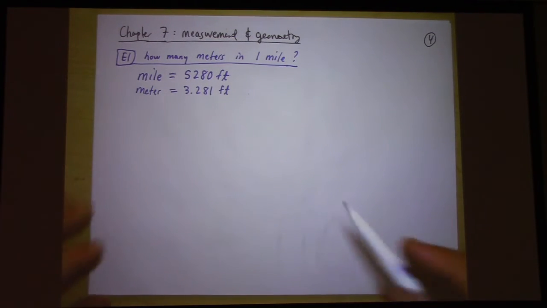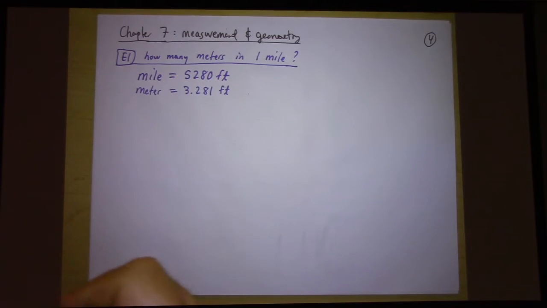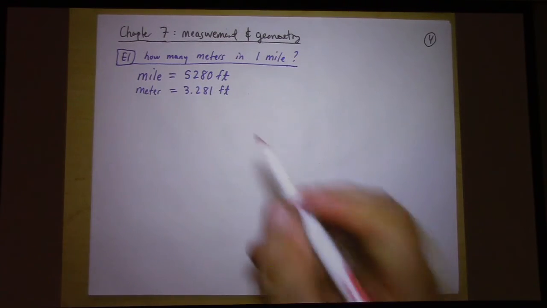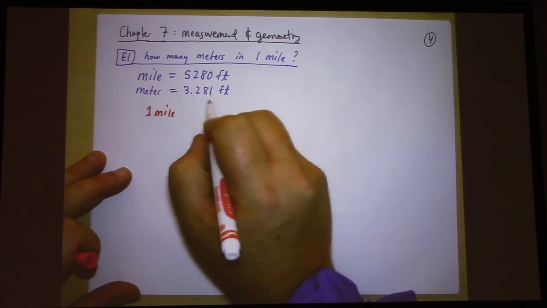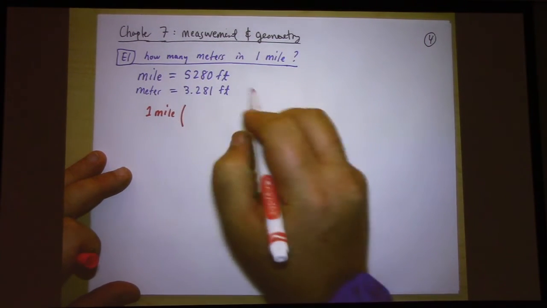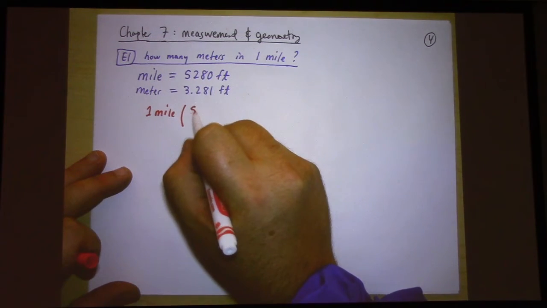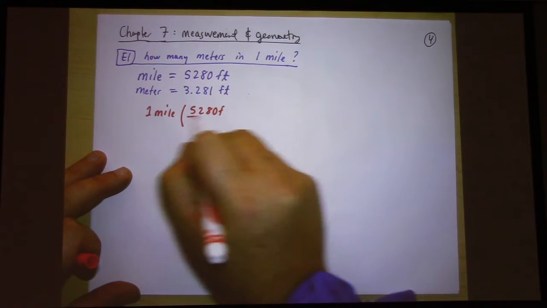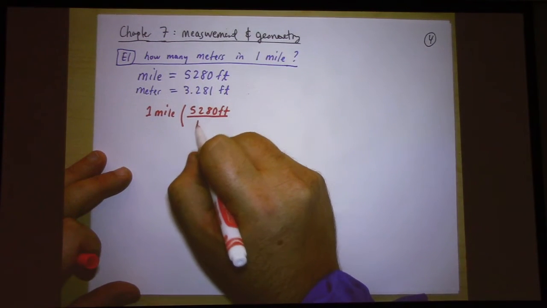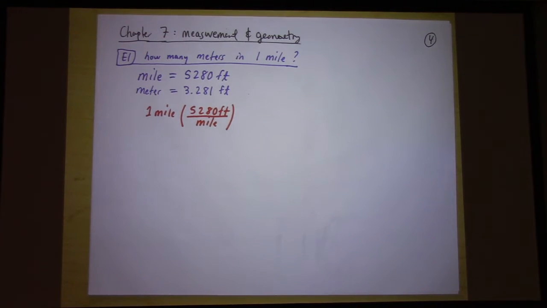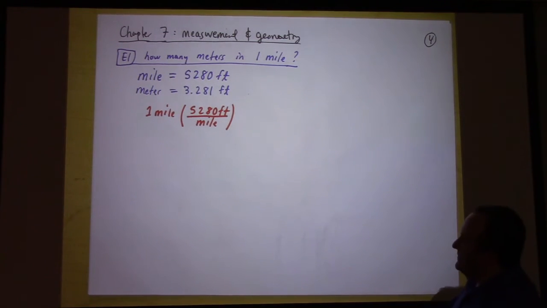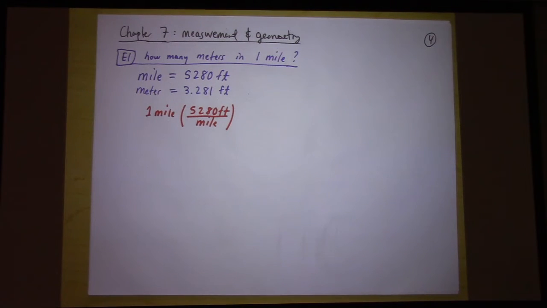Let's do that. I'll show you how to do it, and if you have a different way of doing it which makes more sense to you, then great. But this is how I think about it. 1 mile, and then I multiply by 5,280 feet over 1 mile. What am I doing? I'm multiplying by 1. That's a conversion factor. I'm trading miles for feet. The miles cancel, and we're left with feet.